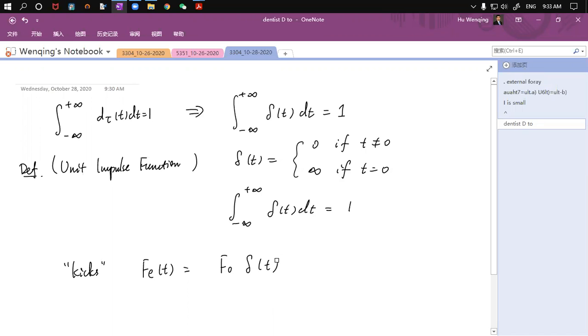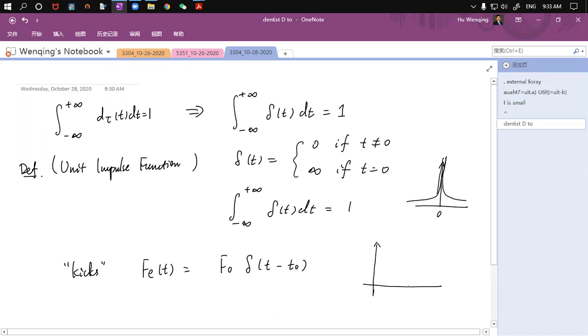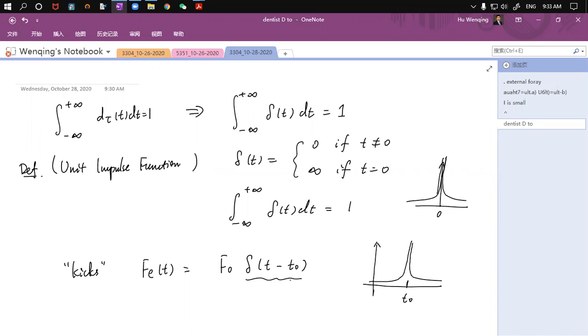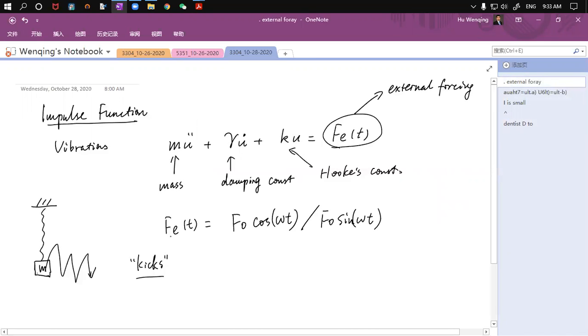But usually in practice, the kick is not going to happen at 0, it's going to happen at t0. Is that good, family? Okay, so that's very simple, because the unit impulse function, as you can imagine, is something like a spike at point 0. So if you want the impulse to happen at t0, it suffices to move the function to t0. So you're going to consider delta of t minus t0. Is that good, family?